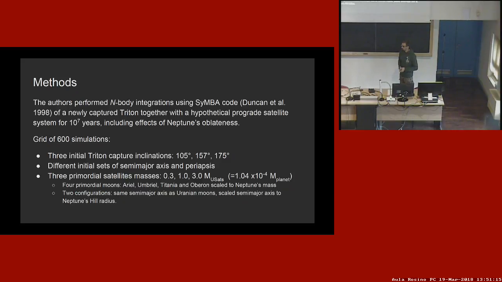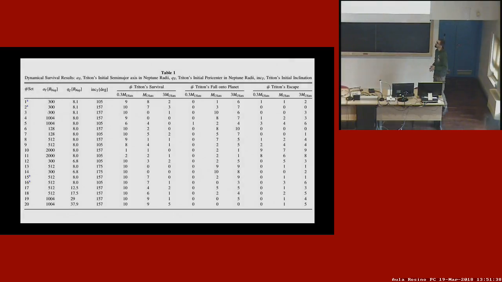The primordial system consists of 4 satellites, which are similar to Ariel, Umbriel, Titania, and Oberon, which are Uranus's major satellites. And they are scaled to Neptune's mass, while their semi-major axes are either kept scaled to Neptune's radius or just taken as they are in the Uranian system. And this is a bit more detailed. This is the grid of simulations.